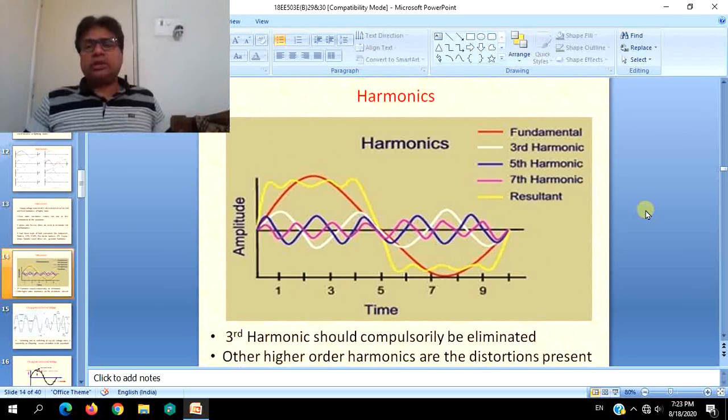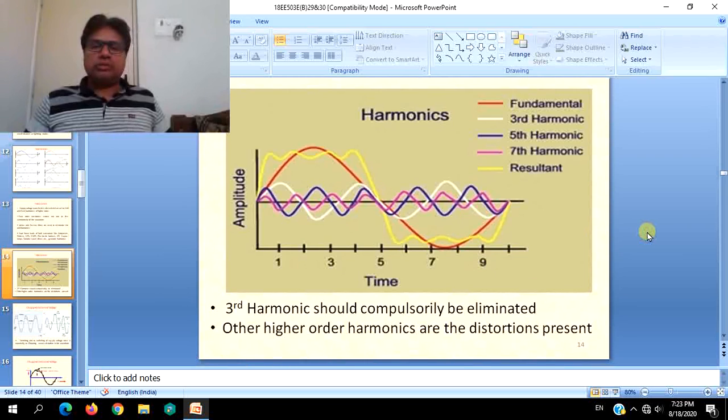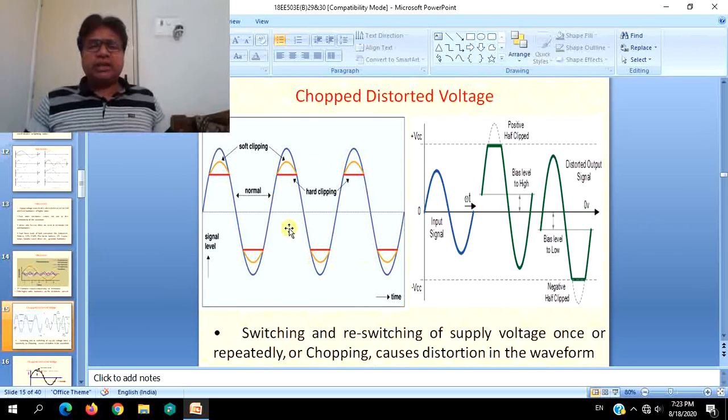And when it comes to even harmonics, due to the symmetry of the supply voltage, they get automatically eliminated. And this is the effect of sharp or distorted voltage due to the AC chopping, where soft chopping and hard chopping were discussed. Due to this chopping, there will be a change in the shape of the voltage, as well as a shift of the central axis of the waveform above the actual reference axis or even below the reference axis.